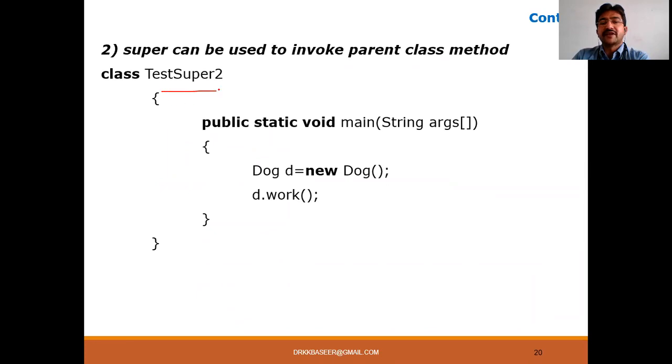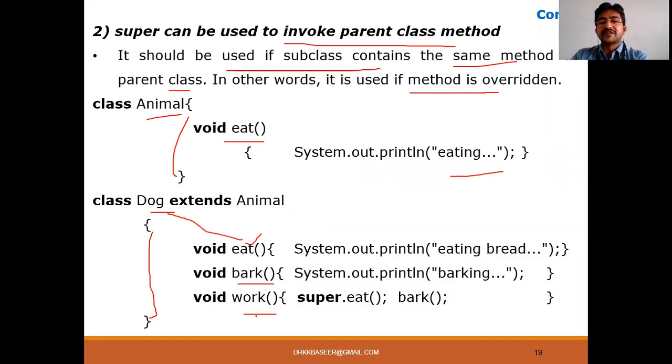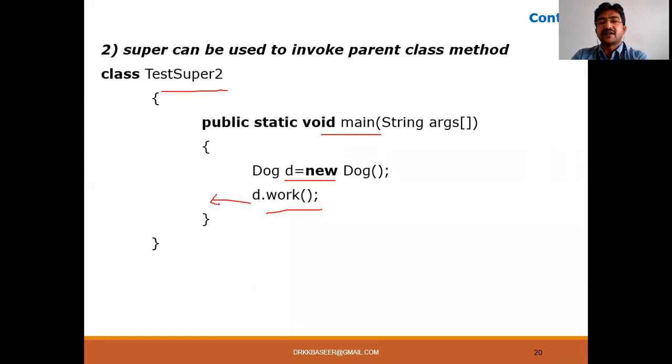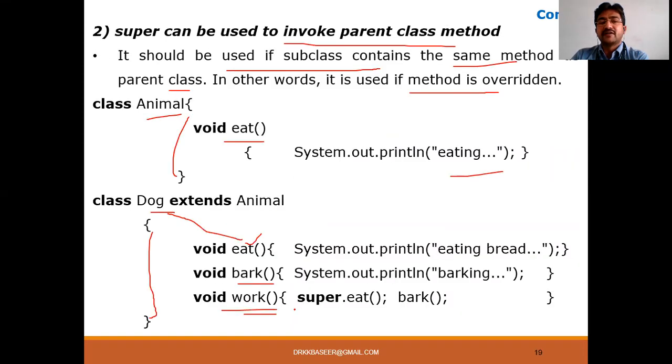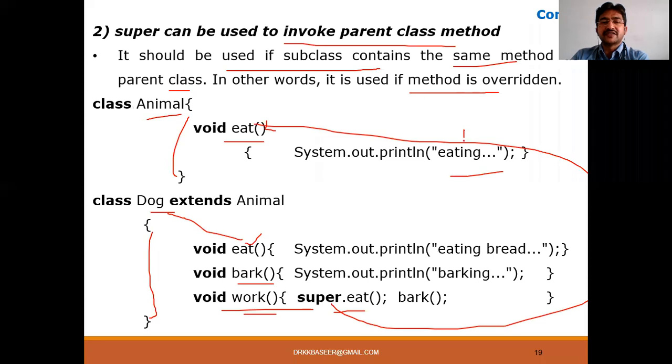In the main method, I'm keeping it in a class called TestSuper2. I'm calling the main method, and I'm creating the child class object here, d.work. So d.work means once you call this, it will come back to the work method. Now what is the first statement in the work method? super.eat. So super.eat means it will not go to the local eat, it goes to calling the parent's method. Now it displays the method output as eating.